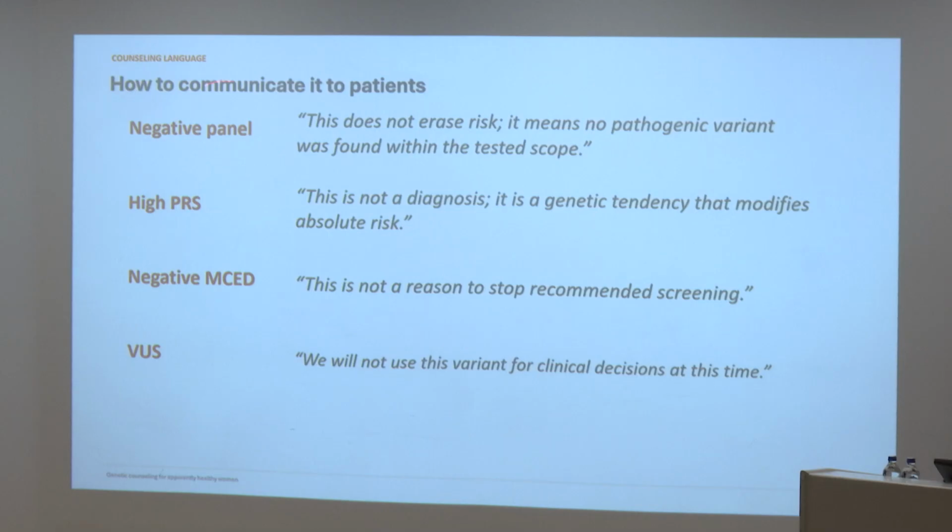A negative panel can be recommended as this does not erase risk. It means no pathogenic variant was found within the tested scope. High PRS could be explained like this to the patient: this is not a diagnosis. It's a genetic tendency that modifies the absolute risk. The negative MCED can be told like this: this is not a reason to stop recommended screening. And of course, we will not use this variant for clinical decisions at this time.